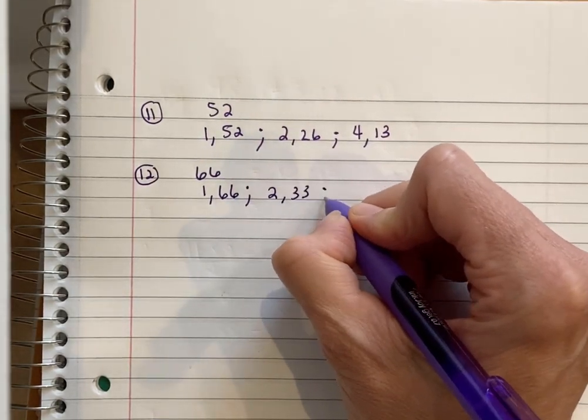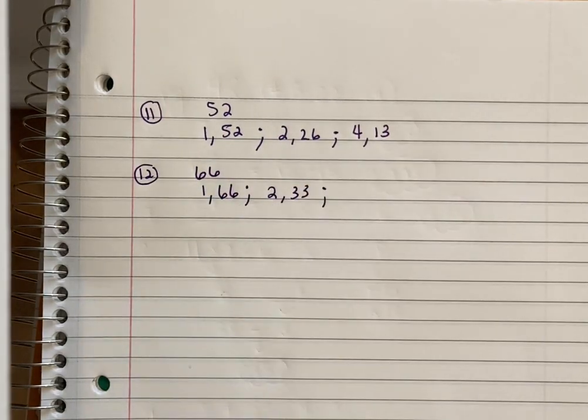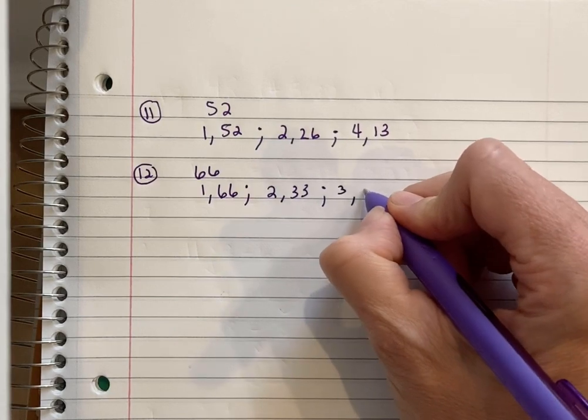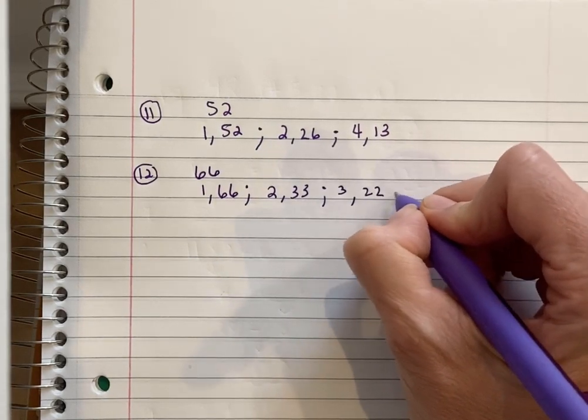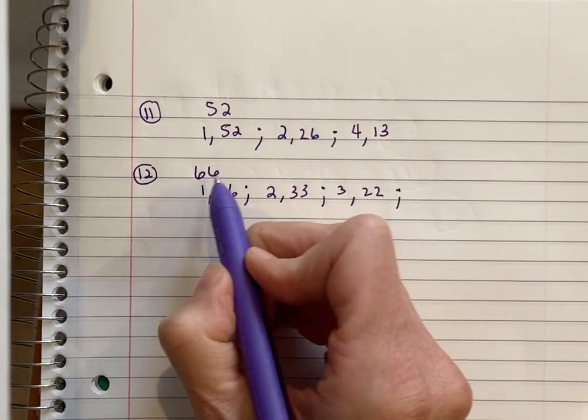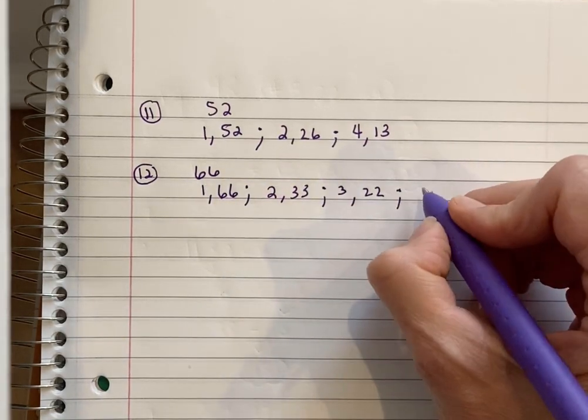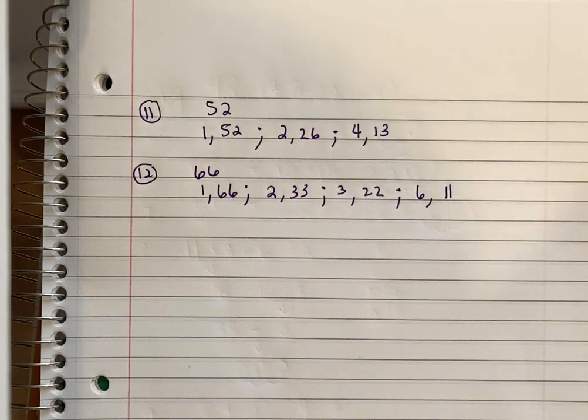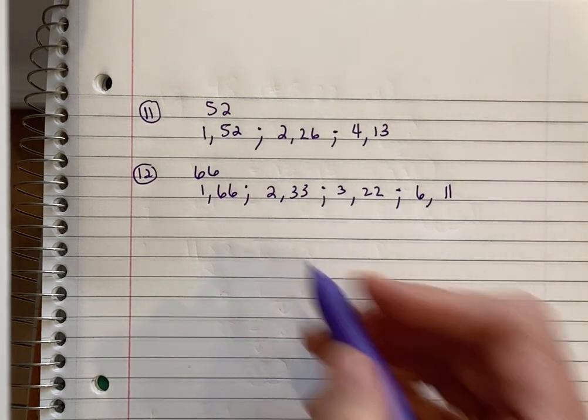I know it's divisible by 3 since 6 and 6 are both divisible by 3. So 3 and 22. And then I know since it's a repeating digit, it's divisible by 11. So 6 and 11 is my last factor pair. Okay, and factor pairs are really setting this up for prime factorization, which we're gonna do in number 13.